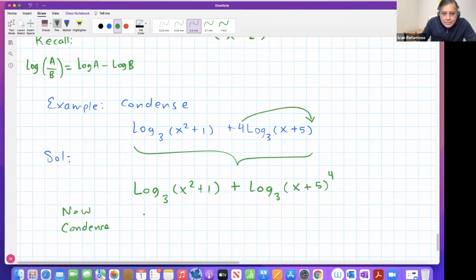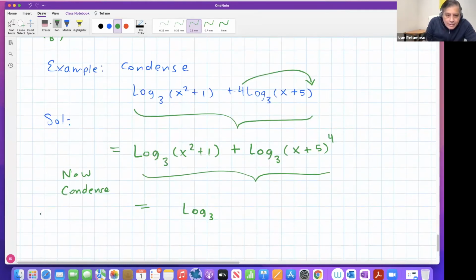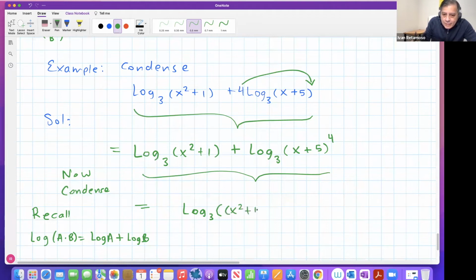If you condense now, then you can say that this whole thing will become just the log base 3 of what? Well, recall that the log of a product, A times B, let's say, is just the sum of the logs, log A plus log B. So following this, I have a sum of logs. I can write it as a single log. The log of a product of these two guys: x squared plus 1 times x plus 5 raised to the 4th power.